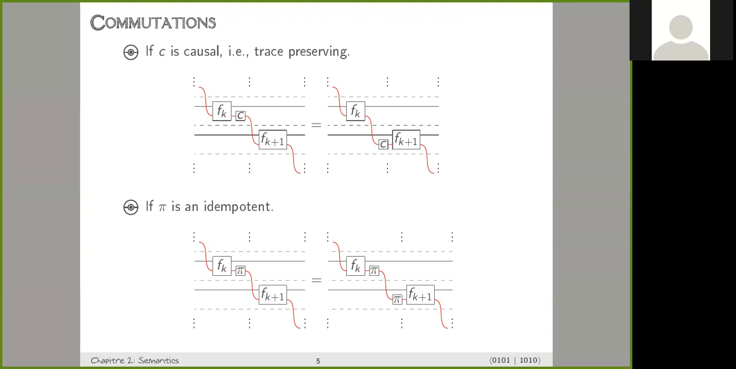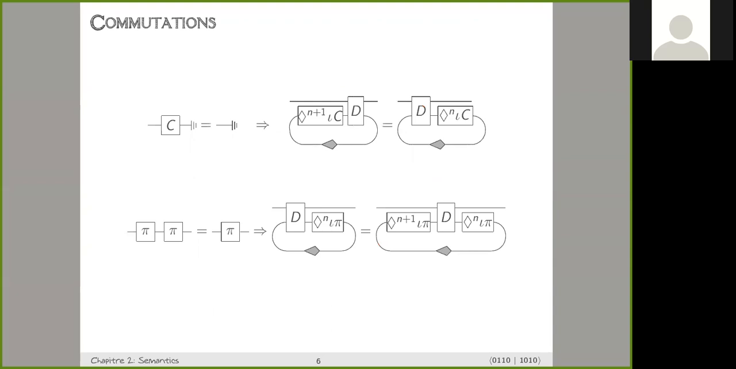So we need to give corresponding rewriting rules to quotient our diagrams. Those are the rewriting rules in question. Each time we have a causal gate, we must allow it to commute with the delay trace. We can send it to the future or to the past just by delaying.